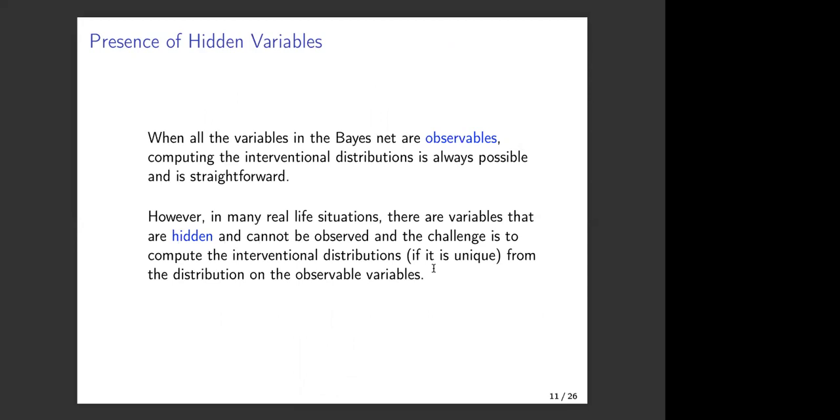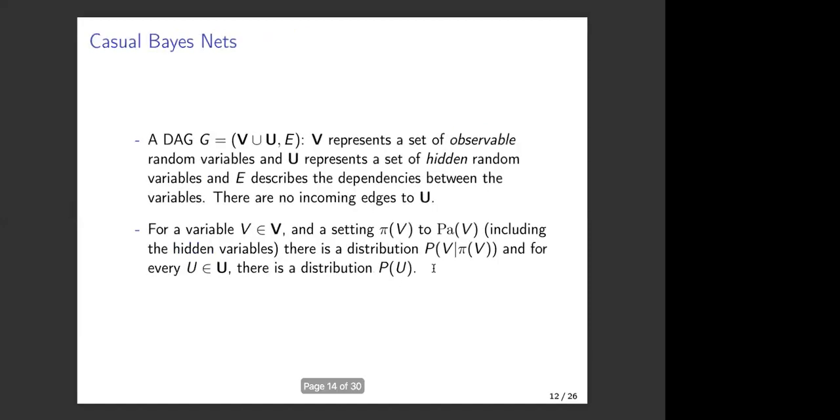this is the case when all the variables in the base nets are observable, and as I mentioned, you can do these computations. But in real life situations, there are variables that are hidden and that cannot be observed. And the challenge is to now compute the interventional distribution from the distribution on the observable variables. So that brings us to this causal base net. So let me give some formal definition here, and then we'll run through an example.